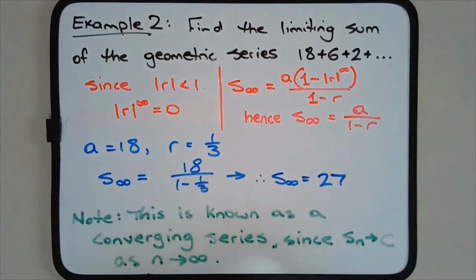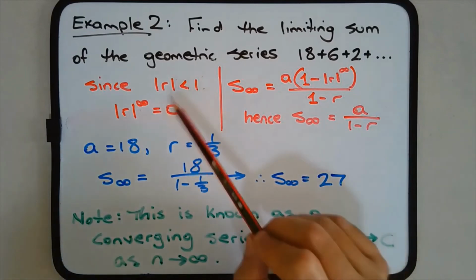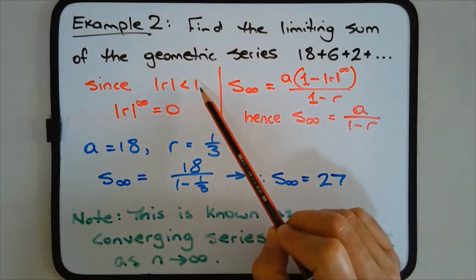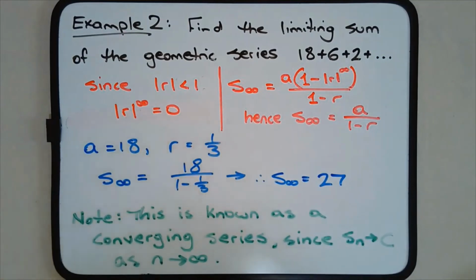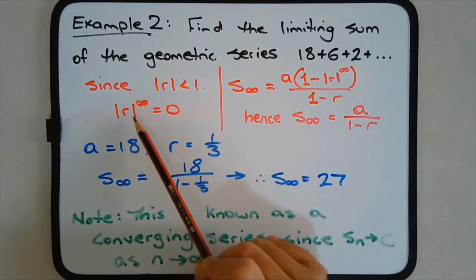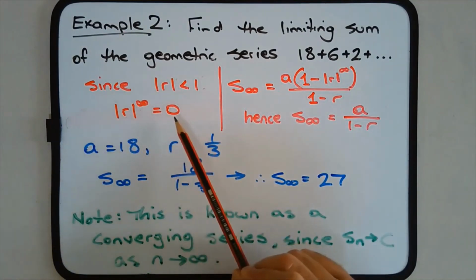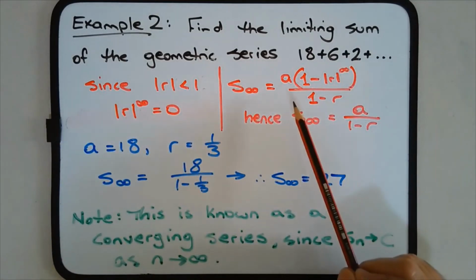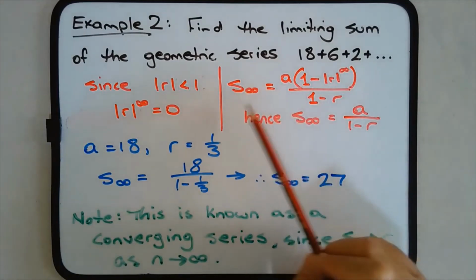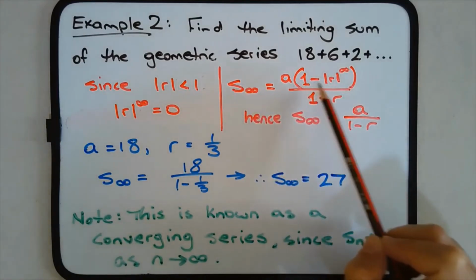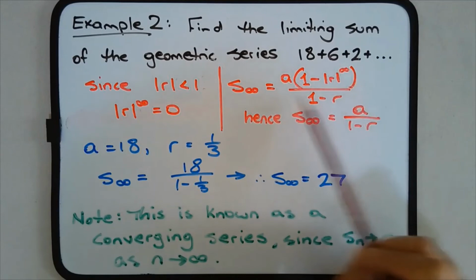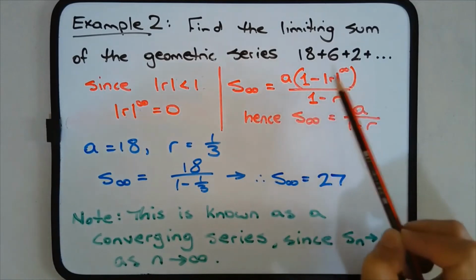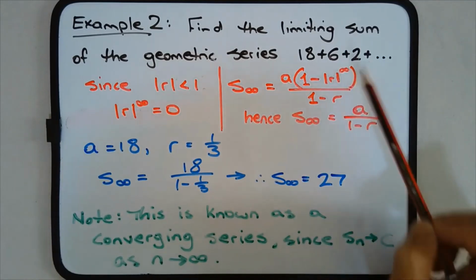Example 2. Find the limiting sum of the geometric series 18 plus 6 plus 2 and so on. Now since the absolute value of r is less than 1, that is, the common ratio is between -1 and 1, then the absolute value of r to the power of infinity is equal to 0. Using that property, we can come up with a formula for the limiting sum of a geometric series. S of infinity is equal to a outside of 1 minus the absolute value of r to the power of infinity over 1 minus r. But the absolute value of r to the power of infinity is equal to 0.